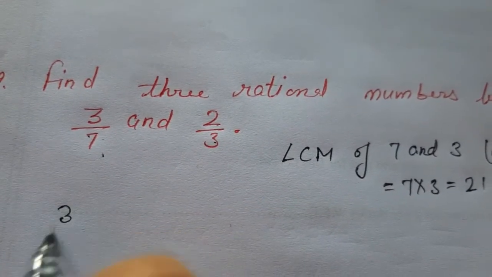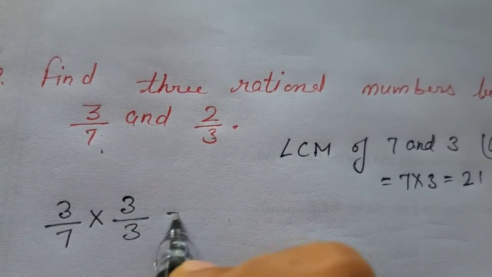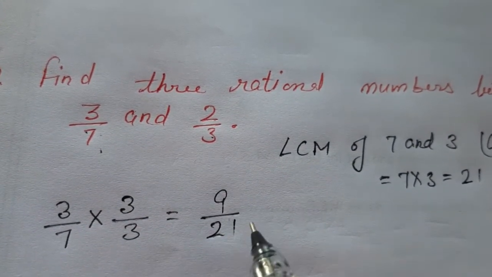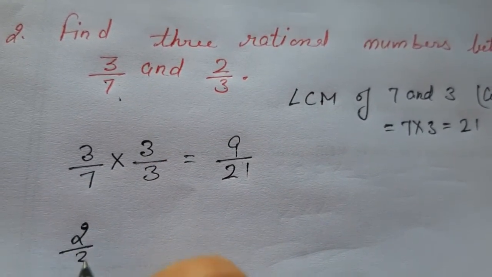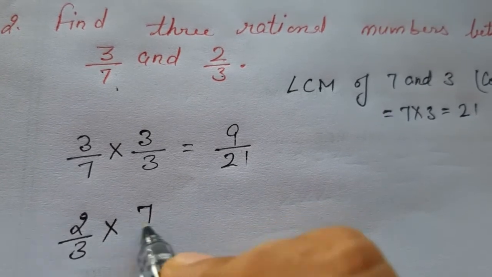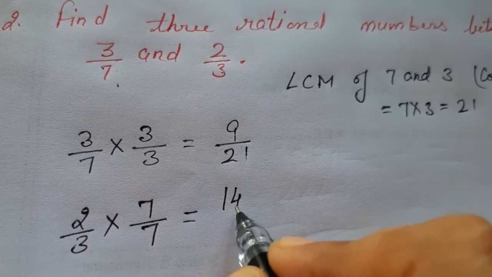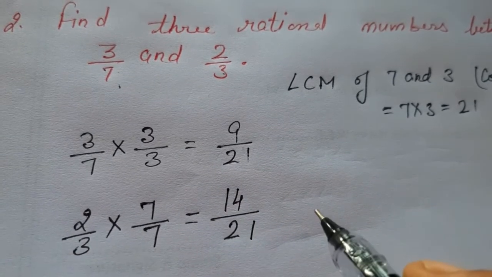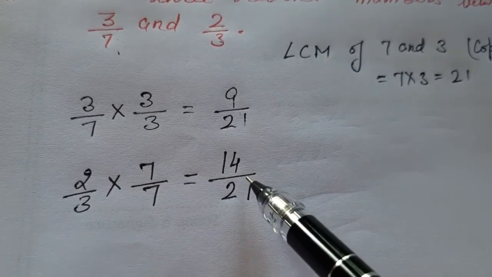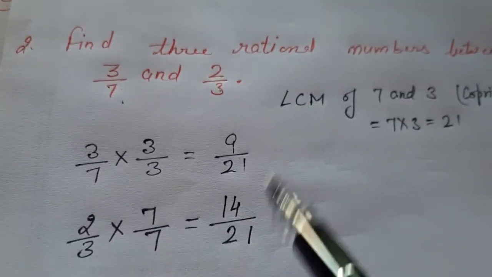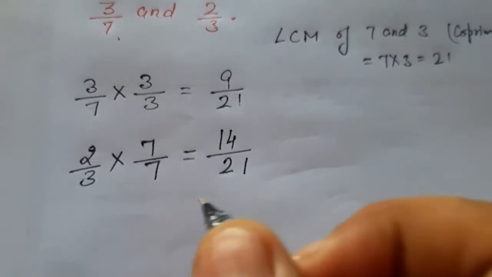So let us make 3 by 7 with the denominator 21. So we will multiply it by 3 by 3. It will become 9 by 21. And next is 2 by 3. So we will multiply it by 7 by 7 to make the denominator 21. So it will become 14 by 21. Now we have the numbers 9 by 21 and 14 by 21. We have to write 3 rational numbers in between the numbers. So we can write it down.